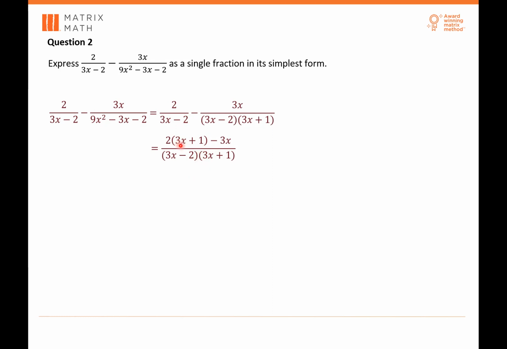And then you can simplify your numerator. I'm going to multiply in 2 by 3x. I get 6x. 2 times your 1, you get plus 2, minus 3x, over your 3x minus 2, 3x plus 1. And then you can simplify your numerator. So 6x minus 3x, you get 3x plus 2 over 3x minus 2, 3x plus 1. You cannot simplify this any further. That's the answer in the simplest form.